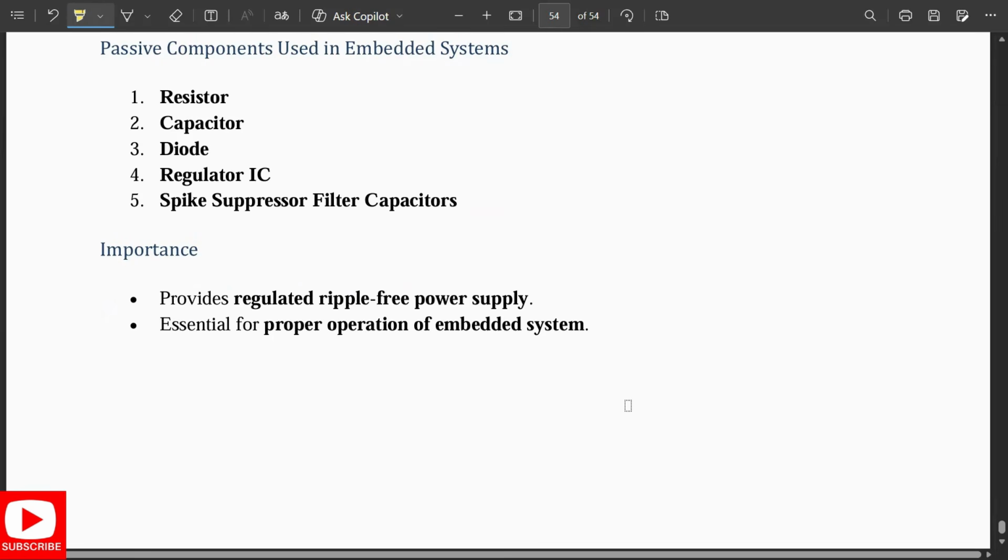I hope I have covered all the topics that are mentioned in the syllabus copy. So this completes it.